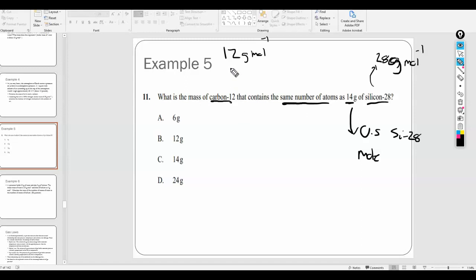Well, a full mole would be 12 grams. So what is the mass of carbon-12 that would have half of a mole? Well, that would be half of 12, which is 6 grams. So that is the answer to example 5.